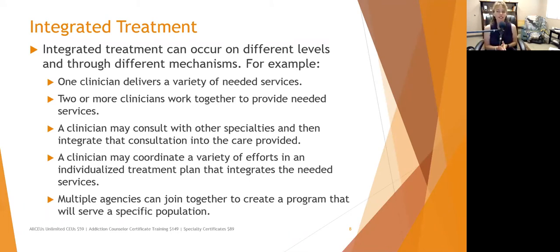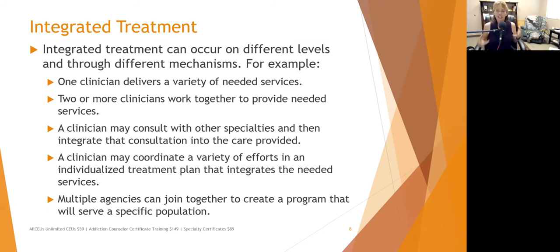We can also coordinate a variety of efforts in an individualized treatment plan that integrates needed services, which is a fancy way of saying we're the single point of contact, and we do a lot of case management because the person needs vocational rehabilitation. They need physical therapy. They need medical services. They need financial consultations. They need legal services. And there's a bunch of moving pieces. And so that person serves as the single point of contact for all those other agencies, and we can coordinate a single treatment plan through that person.